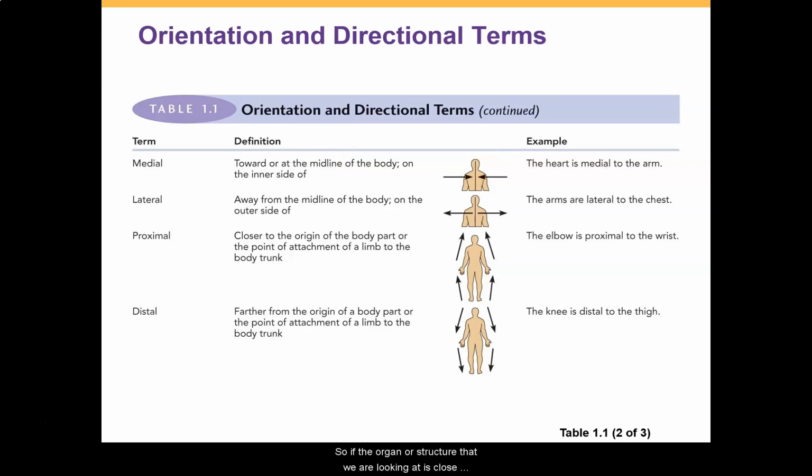So if the organ or structure that we are looking at is close to that midline, we are going to say medial. If the organ or structure that we are looking at is further away from the midline, then we are going to say lateral. For example, heart relative to the arm. The heart is medial to the arm. What does that mean? That means that the heart is closer to the midline relative to the arm.